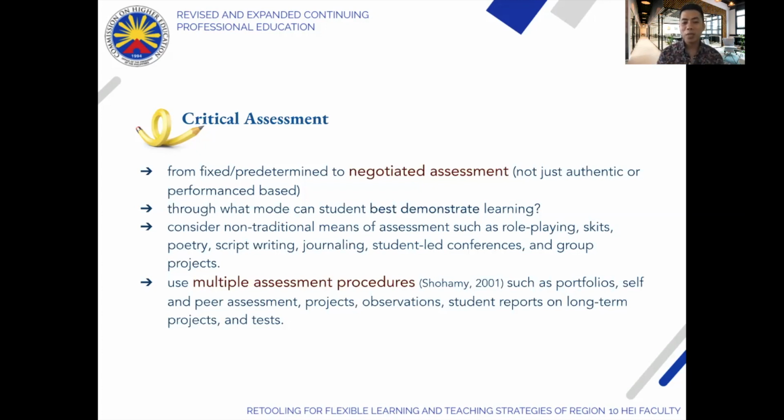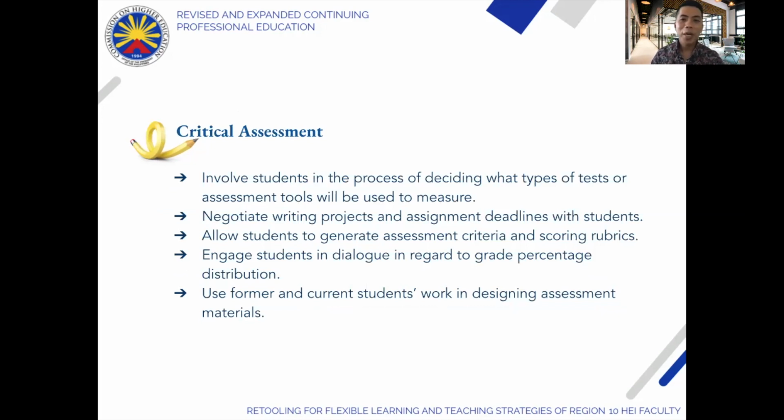So multiple assessment procedures is more of a holistic way of assessing student progress. Another way of doing it is to involve students in the process of deciding what types of tests or assessment tools will be used to measure their learning. And I have done this in my class, and it's actually quite fun. So what I did was I would group the students into 4 small groups, and then they would work together in Google Slides, in Google Docs, and then they would make suggestions on how they will be graded, and the assessment tools, and especially the rubric as well.